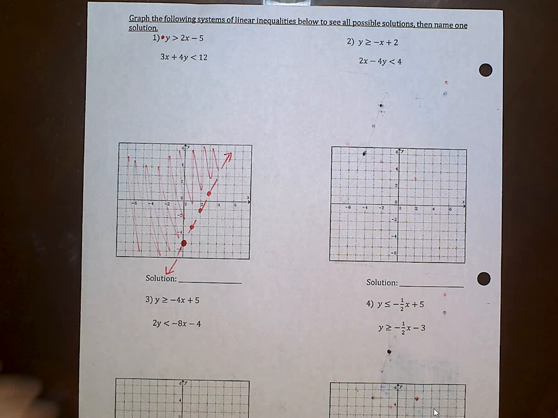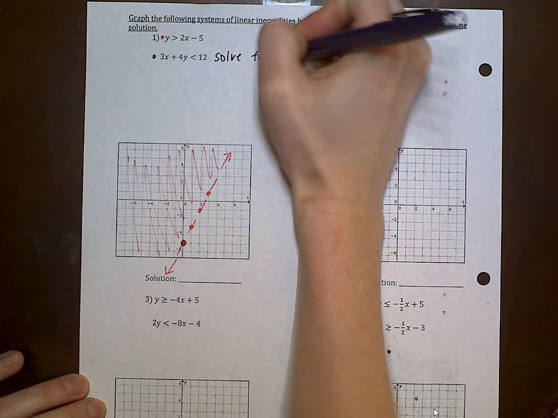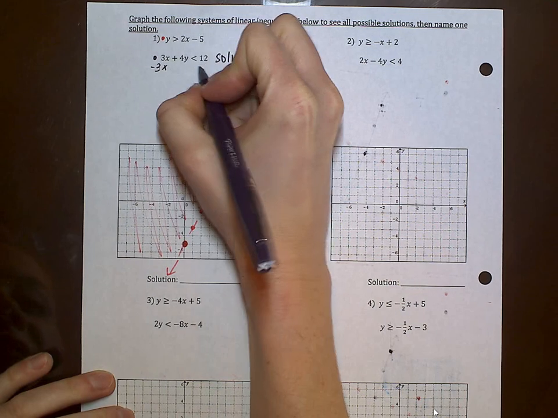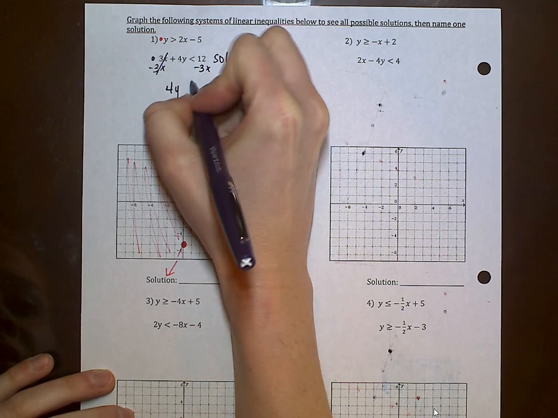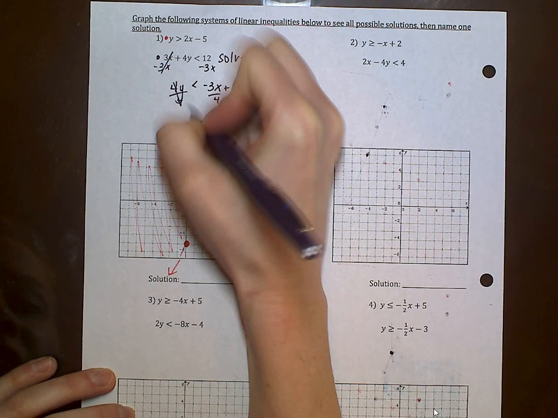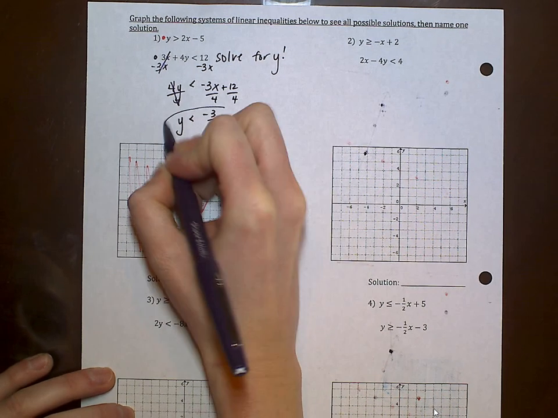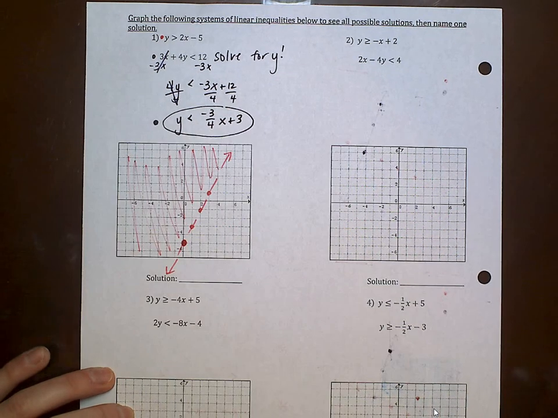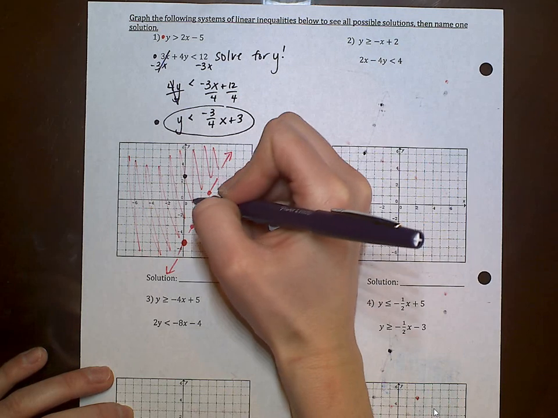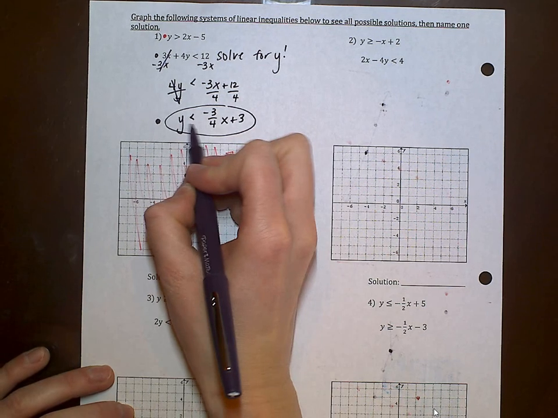Remember, and I'm going to use purple for this second line, remember that if it's not in mx plus b, you need to solve for y, so that you can graph it. So I would subtract the 3x on this second line, and then I would divide by 4, and I would have y is less than negative 3/4 x plus 3. So that's what I want to graph in purple here. That has a y-intercept of 3, and I would count my slope by going down 3, right 4. This one's also a dashed line because it doesn't have the or equal to solid line underneath.